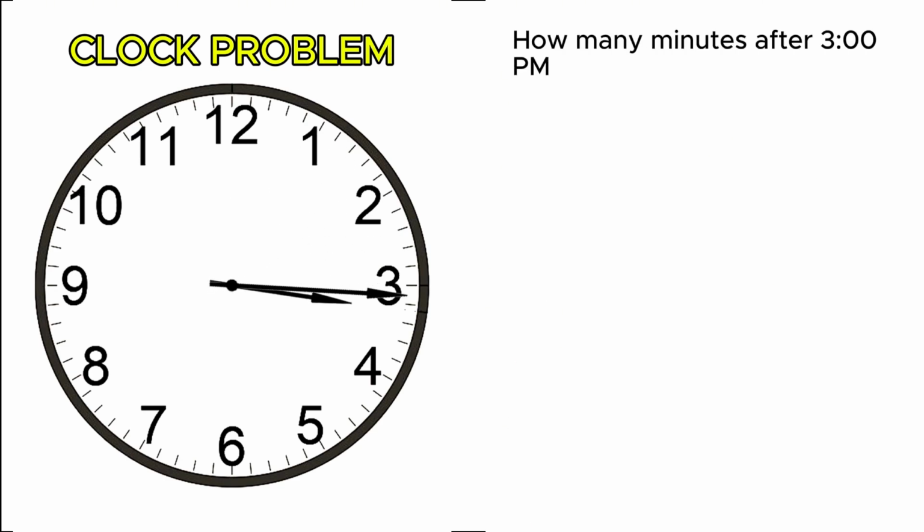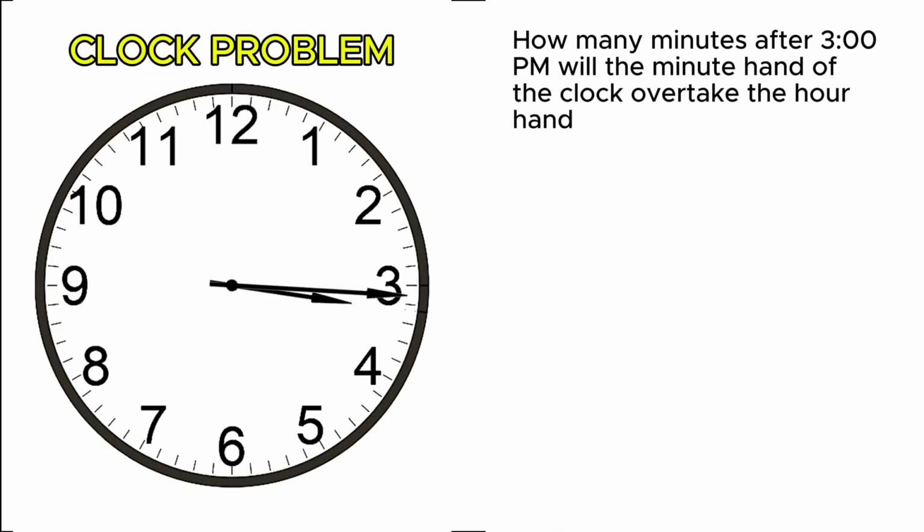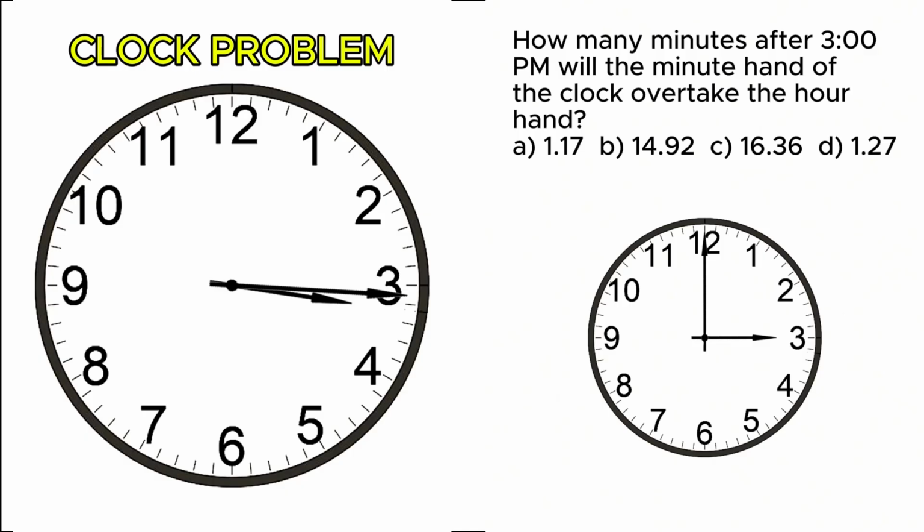How many minutes after 3 p.m. will the minute hand of the clock overtake the hour hand? A. 1.17, B. 14.92, C. 16.36, and D. 1.27 minutes.